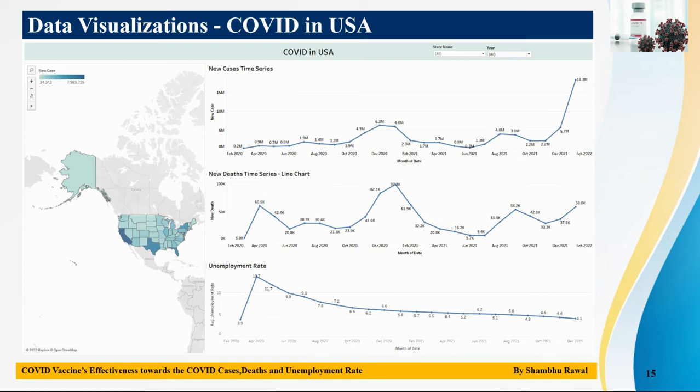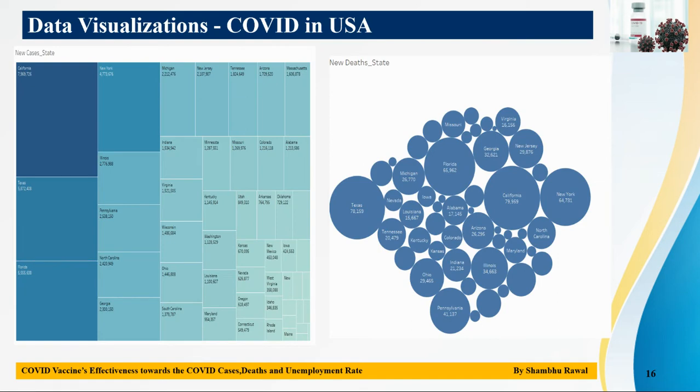The map chart shows the highest and lowest new cases with color. All the line charts display the historical trends after the COVID vaccine started in December 2020, January 2021. The new deaths, new cases, and unemployment rate decreased, but due to the new variant in January 2022, there was a hike again.